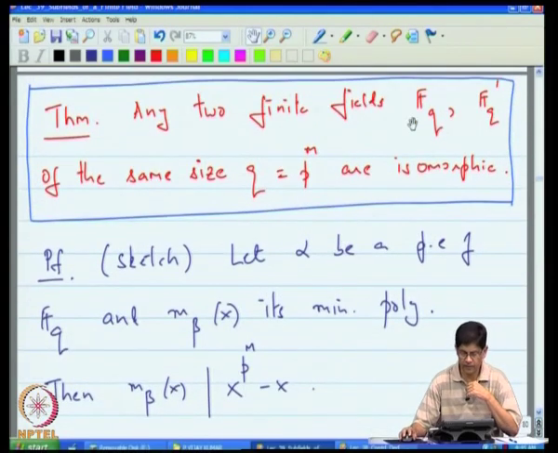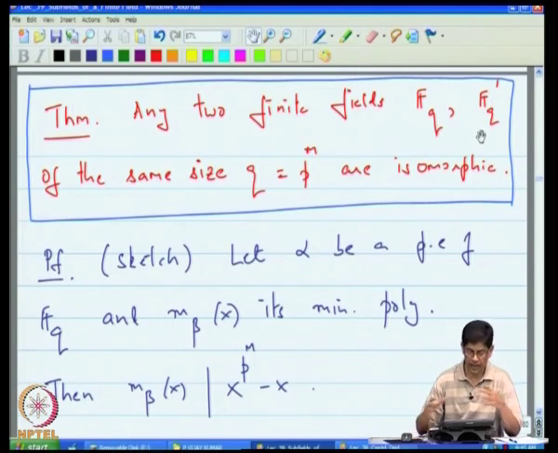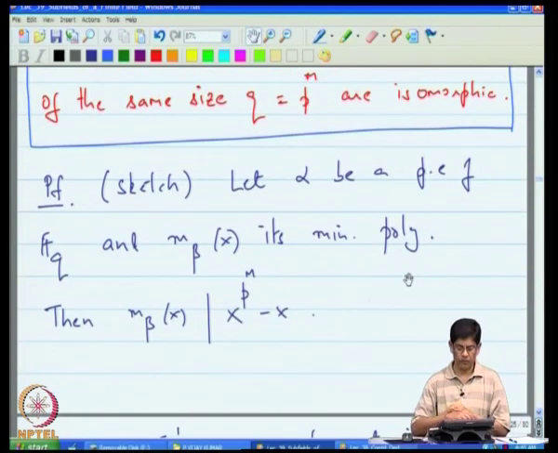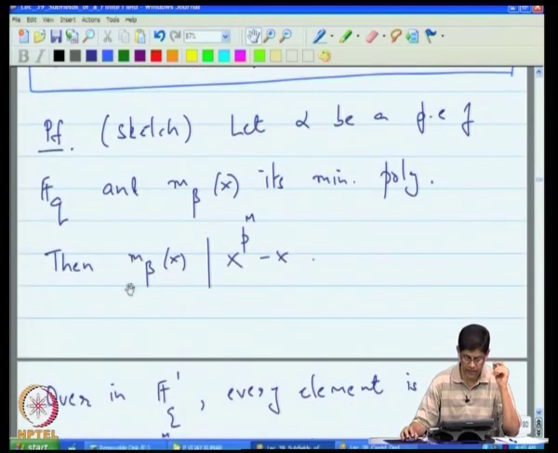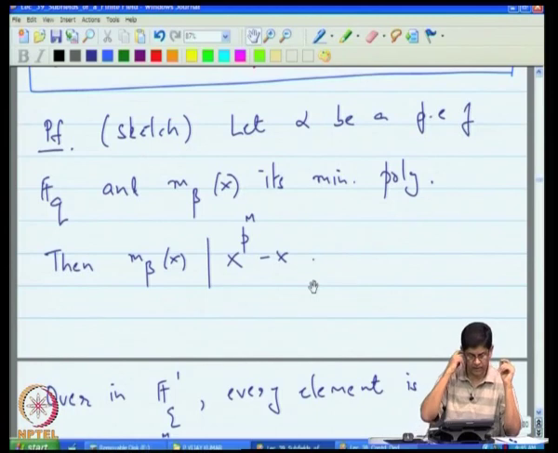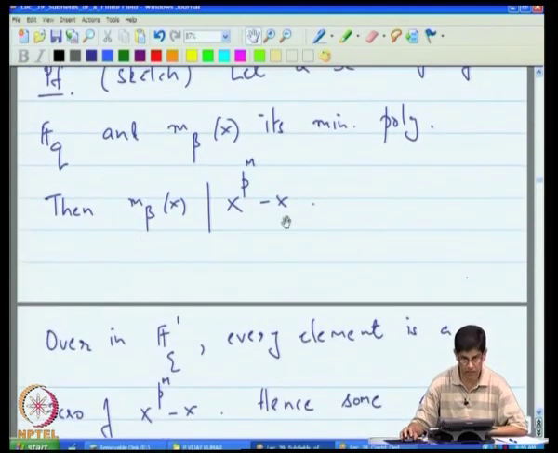Also, the mapping from one finite field to the other, this mapping that I have just talked about will respect any algebraic relationship that pre-exists amongst the elements of the fields. Okay, here is a sketch of the proof. Let us say that alpha is a primitive element of f q and m beta of x its minimal polynomial. Then we know that m beta of x divides x to the p to the m minus x, right, because all the elements of the finite field of size p to the m are zeros of this polynomial, and that also applies to beta, and therefore, it must be that the minimal polynomial divides this.